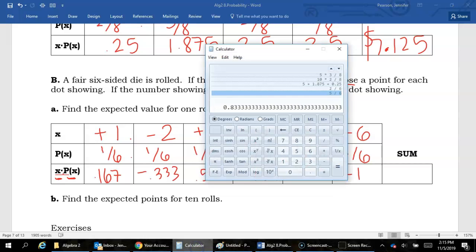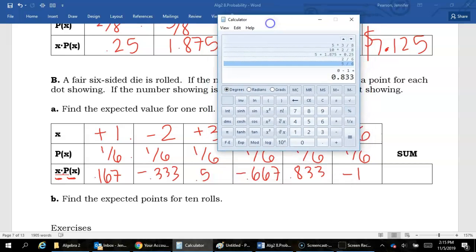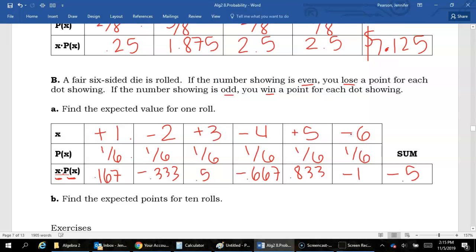So I'm going to start with -1 plus 0.833 minus 0.667 plus 0.5 minus 0.333 plus 0.167 brings me to -0.5. So the expected value from one roll is that I would lose half a point. If I were to play this game 10 times, multiply by 10, and I would be expected to lose 5 points.